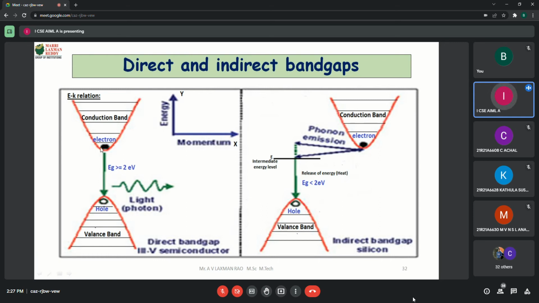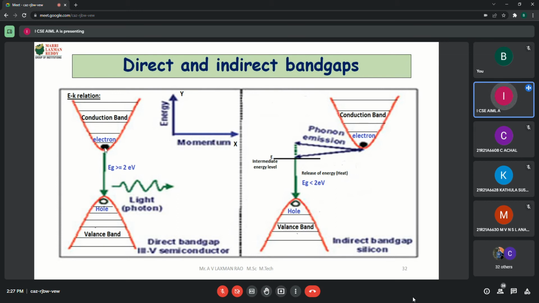In direct band gap semiconductors, what is happening: if you take the conduction band like this and the valency band like this, in the valency band a hole is assumed here, and in the conduction band one free electron is like this, you imagine like this.